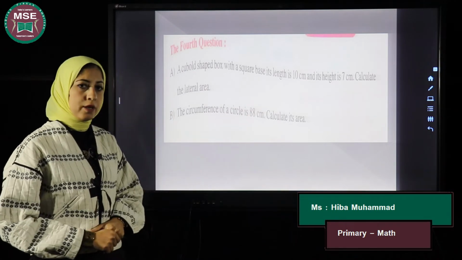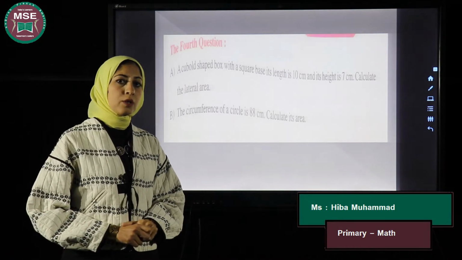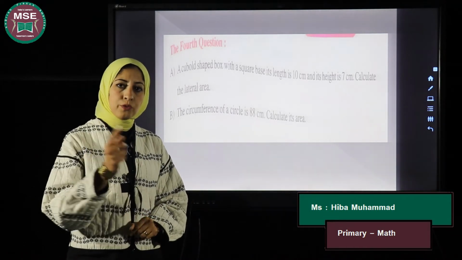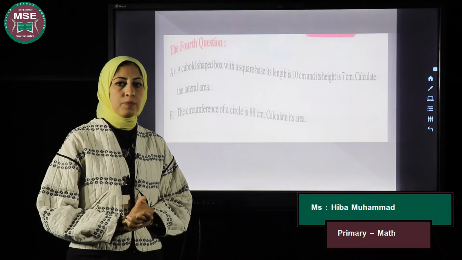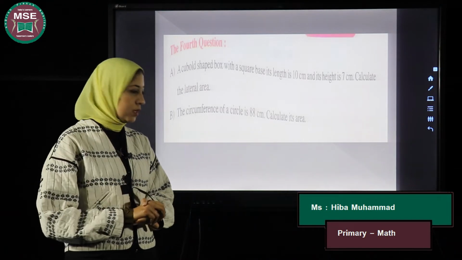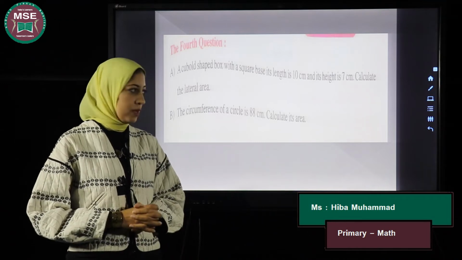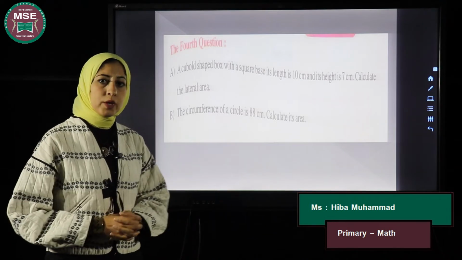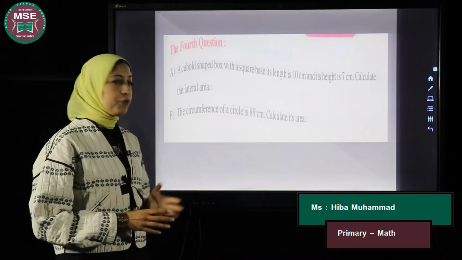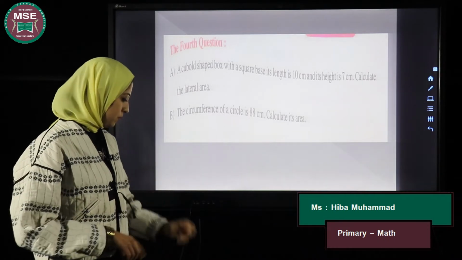Calculate the lateral area. What's meant by the lateral area? Let's remember together. The lateral area means the area of the 4 faces, the 4 sides. And the total area means all the faces of all the cuboid. It means all the 6 faces. Here he is asking about the lateral area. Inside the cuboid, I have first to get the perimeter and the area to use them in solving the question.